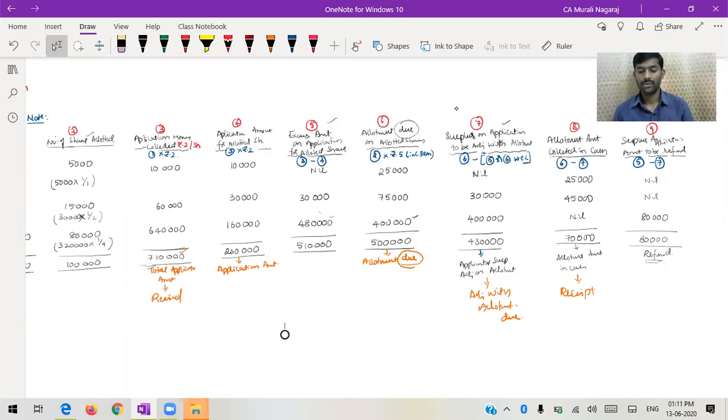Next is the receipt entry. Bank account debit to share final call account, 7 lakh. That's it. So this is pro rata allotment.